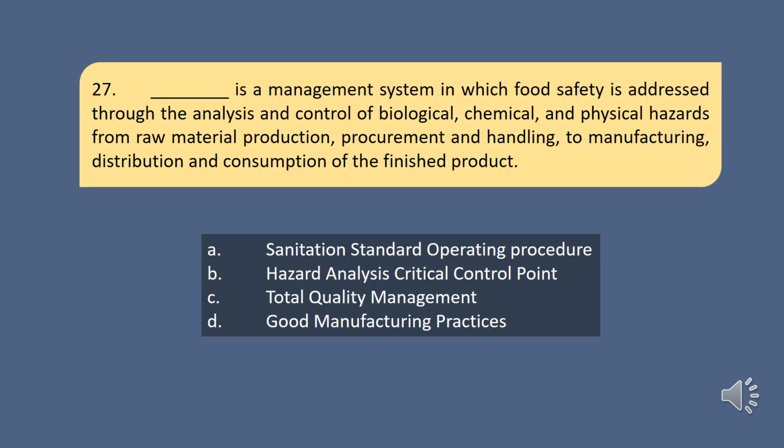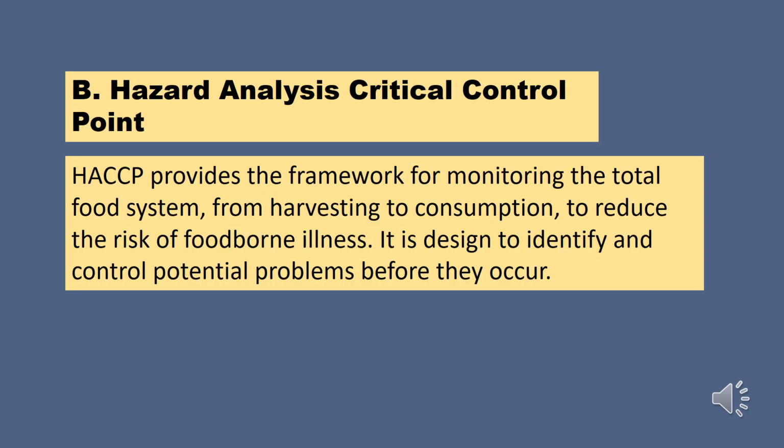27. Blank is a management system in which food safety is addressed through the analysis and control of biological, chemical, and physical hazards from raw material production, procurement and handling, to manufacturing, distribution and consumption of the finished product. A. Sanitation Standard Operating Procedure. B. Hazard Analysis Critical Control Point. C. Total Quality Management. D. Good Manufacturing Practices. The correct answer is letter B.